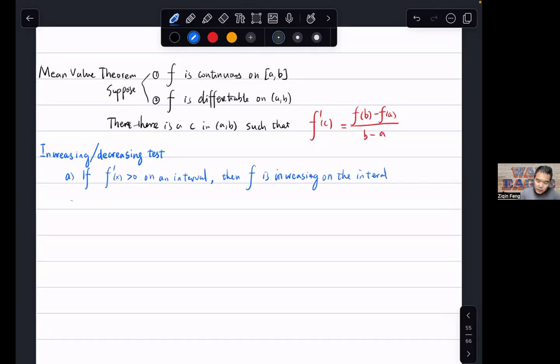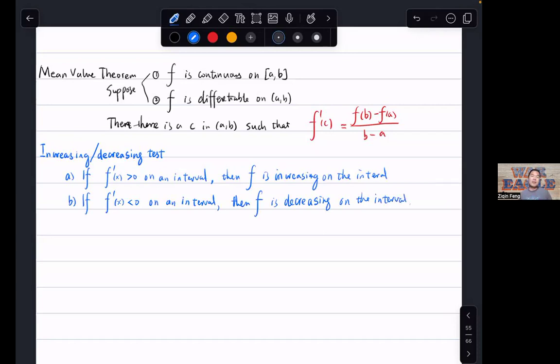And of course, very similarly, if the derivative is less than 0 on an interval, then the function is decreasing, f is decreasing on the corresponding interval. That's very nice, you can decide a function is increasing or decreasing on an interval.